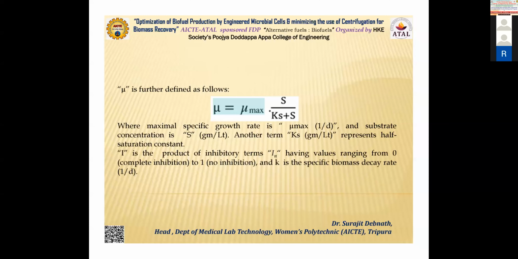Then mu can be further defined as mu = mu_max * s / (Ks + s), where the maximal specific growth rate is mu_max in 1 per day, and the substrate concentration is s in gram per liter. Another term, Ks, is the half saturation constant. Now I is the product inhibitory term. Inhibitory term means what? Inhibitory term means something which will inhibit the growth of the organism.